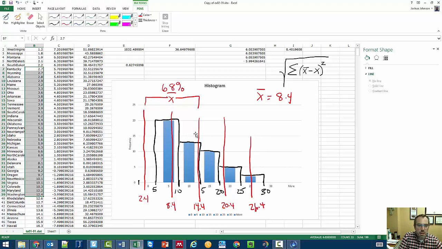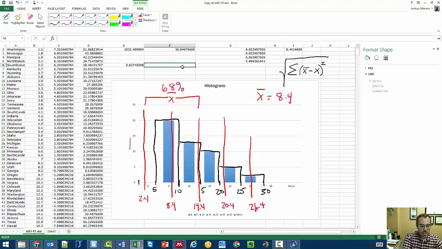Those 32 entries are supposedly going to be in this area from 2.4 to 14.4. And just as an idea, 32 divided by 51, the percent, that's 62% of the data. That matches really closely to what we expected.